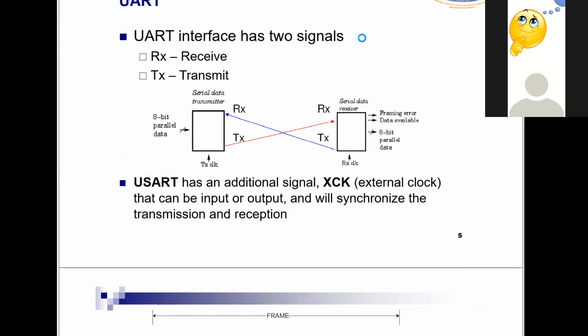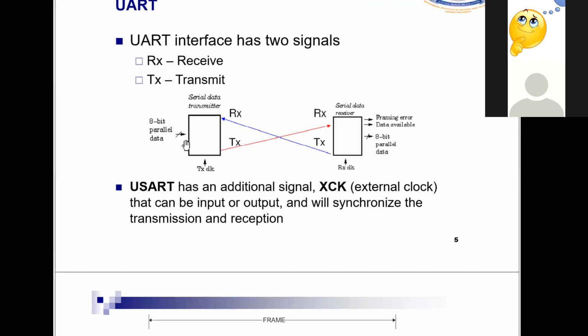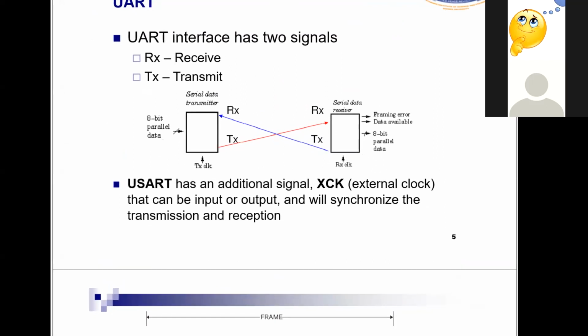So you have seen that parallel data will be there. Automatically the parallel data will be converted into serial data. We all know the shift register will do that, parallel in, serial out. After that my data is transmitted, and similarly I can receive. Automatically the framing error and parity error will be there, which will detect the transmitting error.